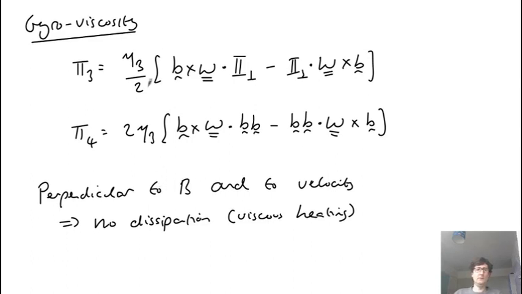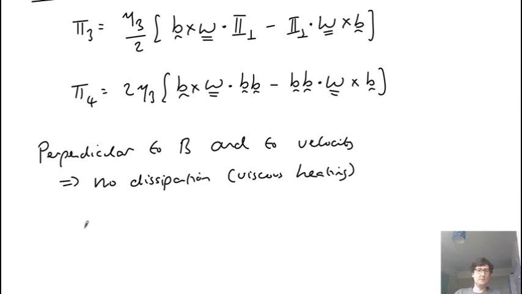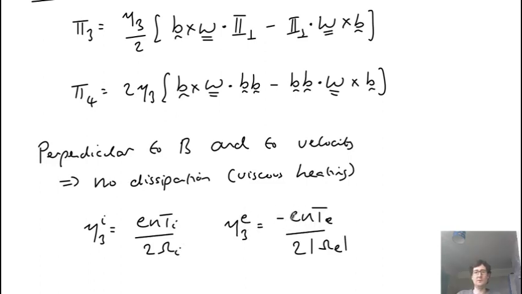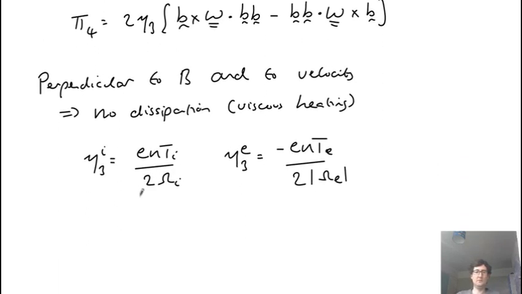So the coefficient in front is eta 3. So this coefficient here for the ions and electrons. So for ions and for electrons, you have a similar thing. In this case, it actually has the opposite sign for the electrons. But in both cases, it doesn't depend on the collision frequency. So it doesn't depend on tau e or tau i, or nu e or nu i. So no collision frequency dependence.